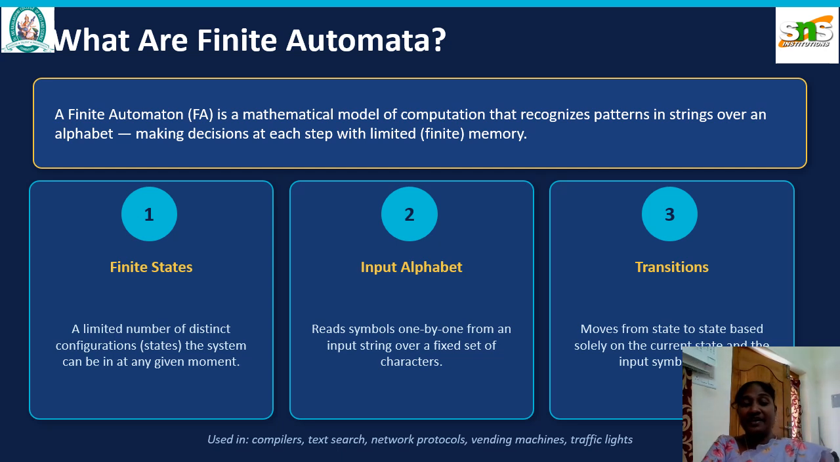It includes finite states, input alphabets, and a transition function. Finite state is nothing but a set which contains a finite number of states. Input alphabet is a set which includes the input symbols. Transition function is a function which is used to move from the current state to another state based on the current state and the input symbol.